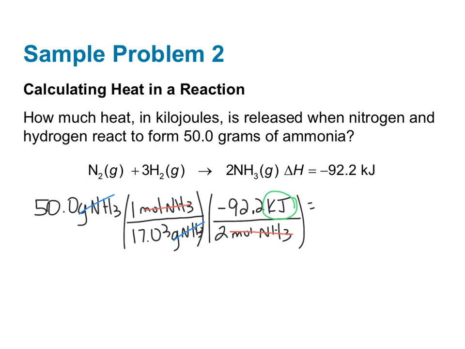So I'm going to take the 50, divide by 17.03, multiply by negative 92.2, and divide by 2. And then I come up with a negative 135 kilojoules, and that would be the heat released when I form 50 grams of ammonia.